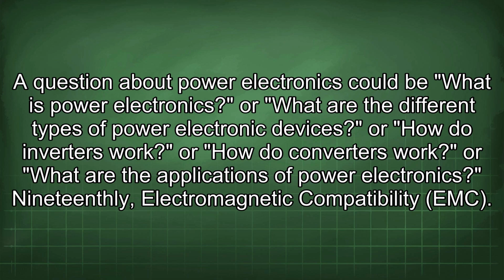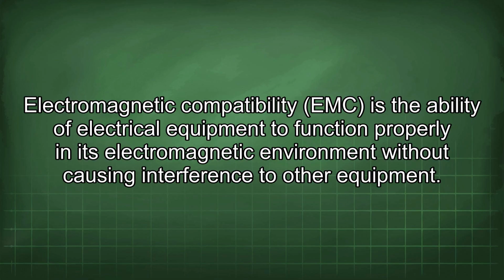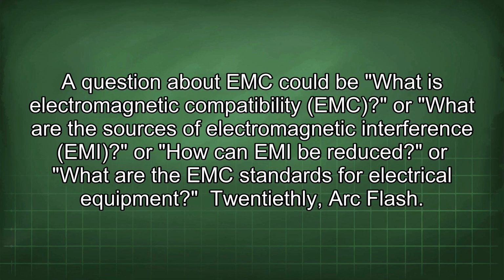19th, electromagnetic compatibility (EMC). Electromagnetic compatibility (EMC) is the ability of electrical equipment to function properly in its electromagnetic environment without causing interference to other equipment. A question about EMC could be what is electromagnetic compatibility (EMC), or what are the sources of electromagnetic interference (EMI), or how can EMI be reduced, or what are the EMC standards for electrical equipment.